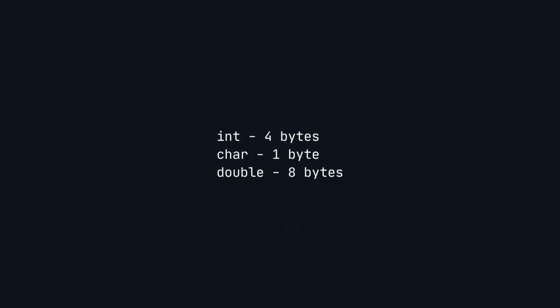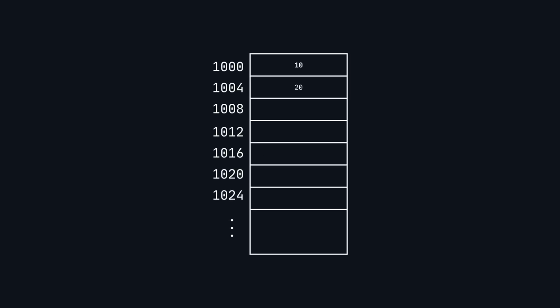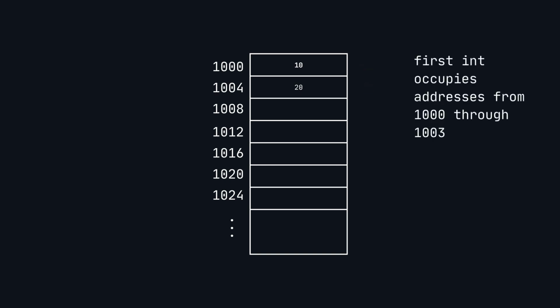Now here's something interesting. Different types take up different amounts of memory. An int typically takes 4 bytes, a char takes 1 byte, a double takes 8 bytes. So if you have an int at address 1000, and right after it you declare another int, that second int would be at address 1004, not 1001, because the first int occupies addresses 1000 through 1003.